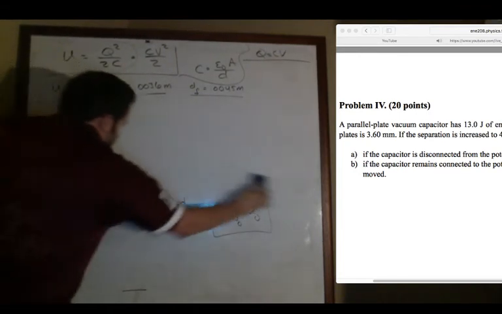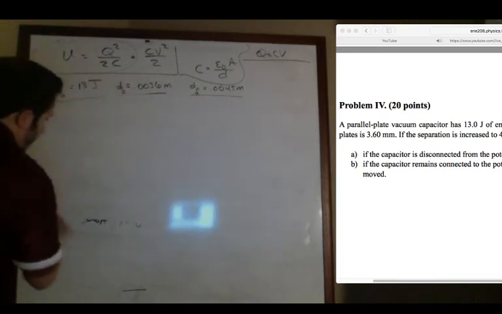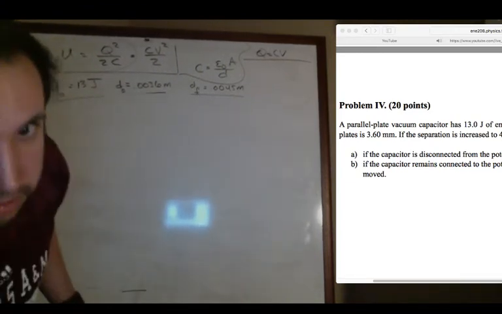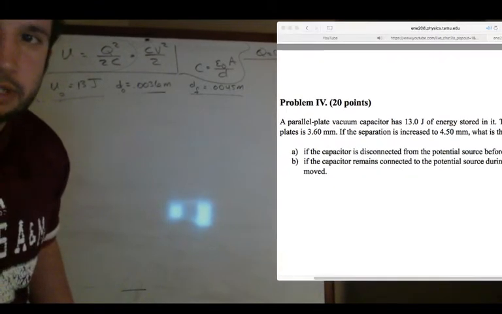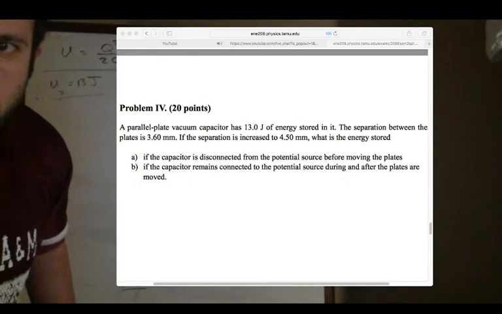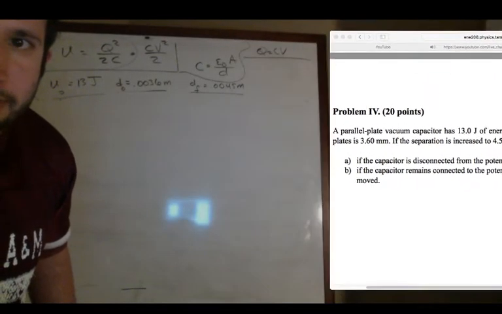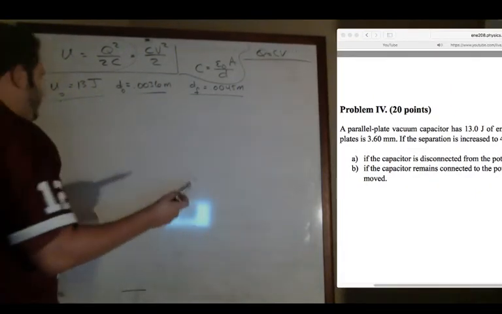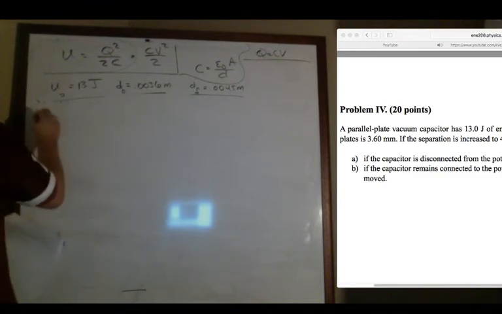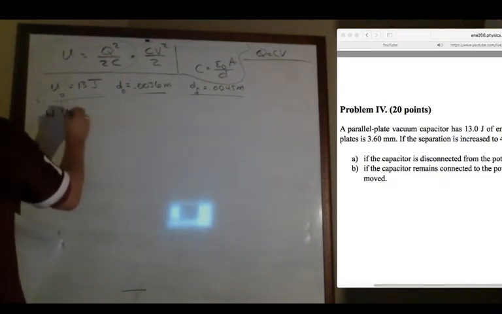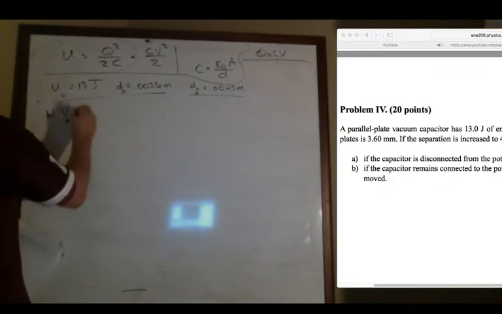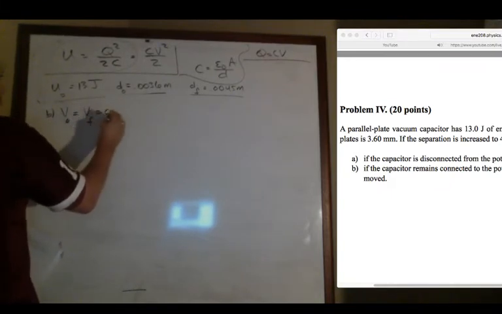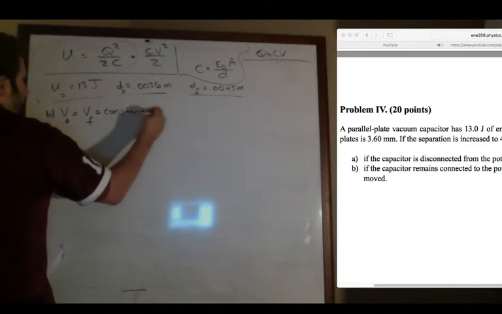So exact same situation, except for one small difference. And our difference here, take a look at this, is now the capacitors remain connected to the potential source during and after the plates are moved. And so what will happen is your voltage will stay the same. Your V is going to be constant. So in part B, V naught equals the V at the end. That's going to be constant. We'll call it some voltage V.